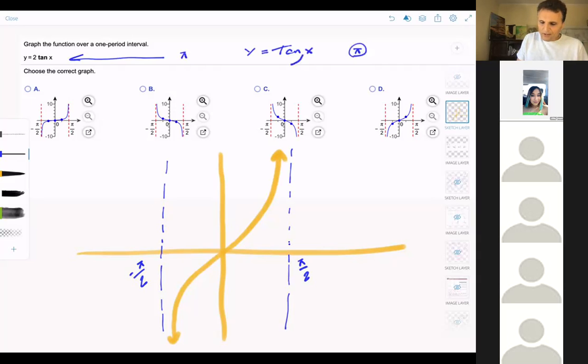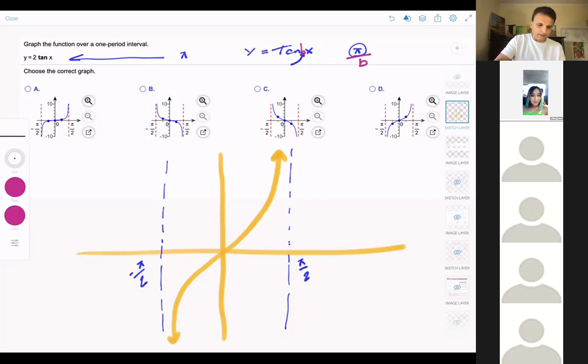If there is a number here, like a b here, we divide by that, same as sine and cosine, but there is nothing, it's like a 1. So this is pi, this is pi, this is pi, and that's why all of them have a period of pi.